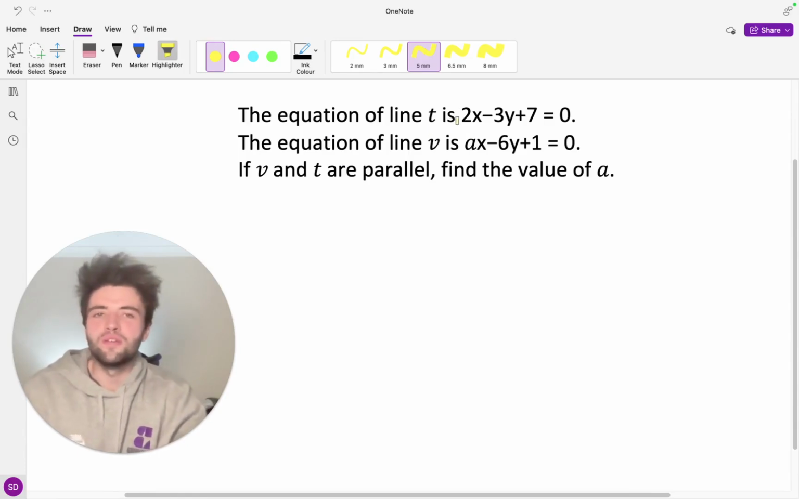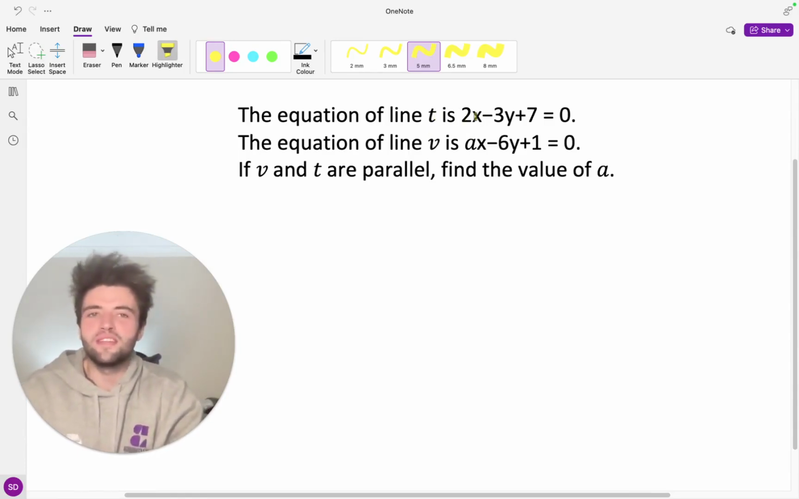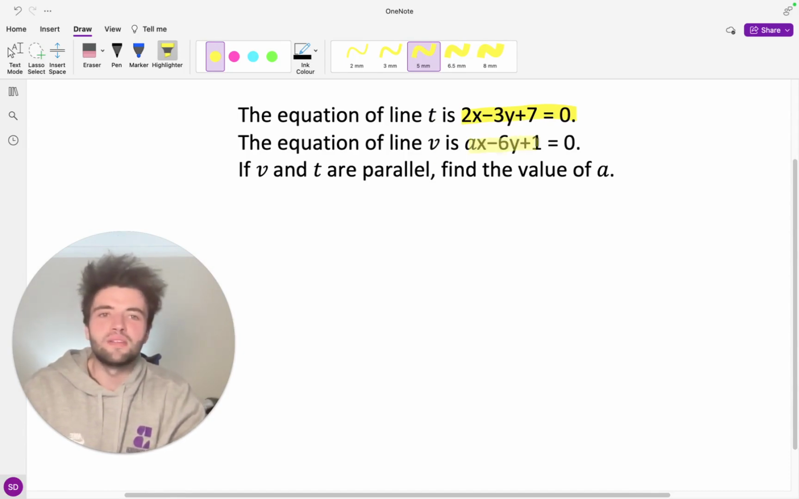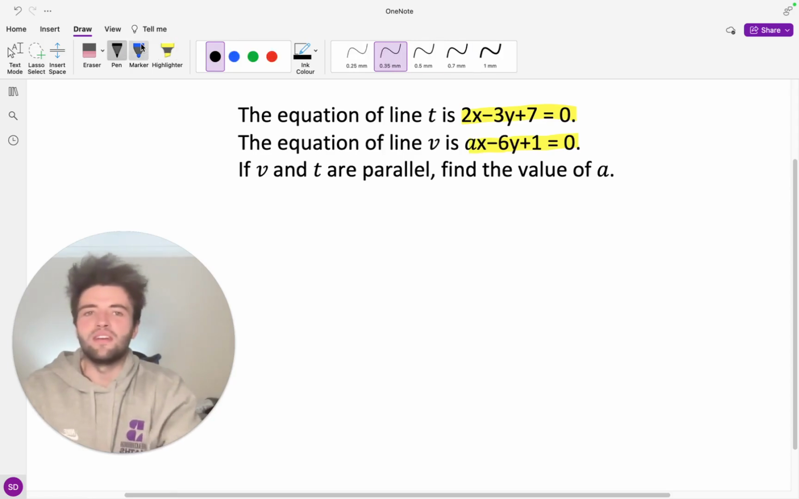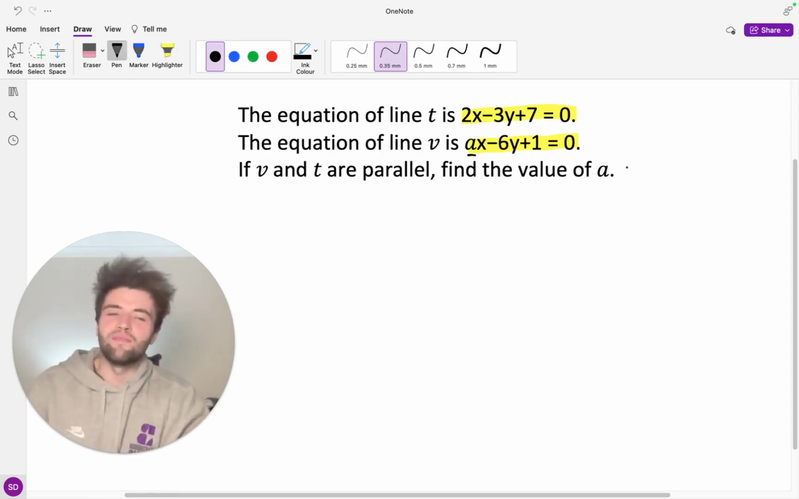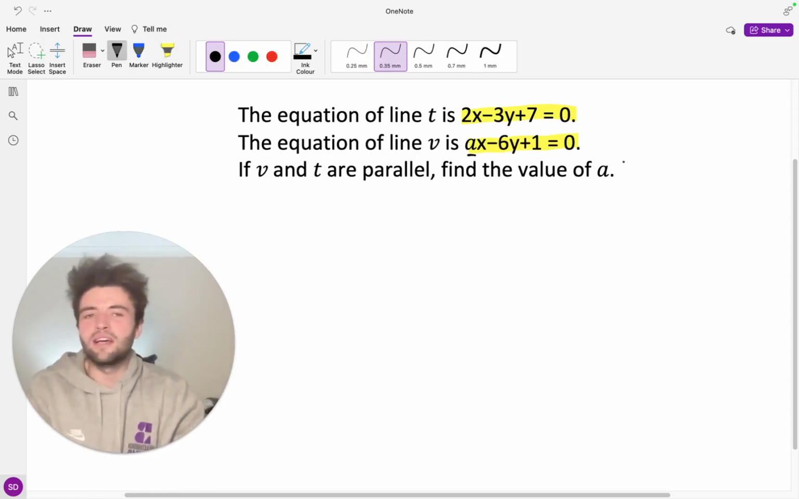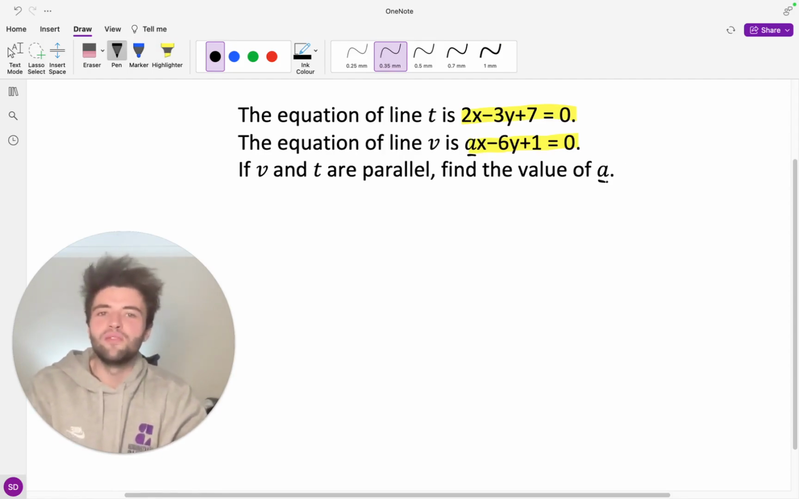So for this question, we're given two lines t and v. The line t is going to be 2x minus 3y plus 7, and the line v is going to be ax minus 6y plus 1. As you can imagine, we have an a in here, which is just a letter, so you can probably guess we're going to be looking to find the value of this letter, which is the case.